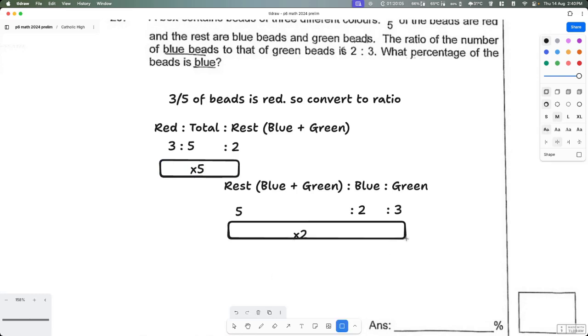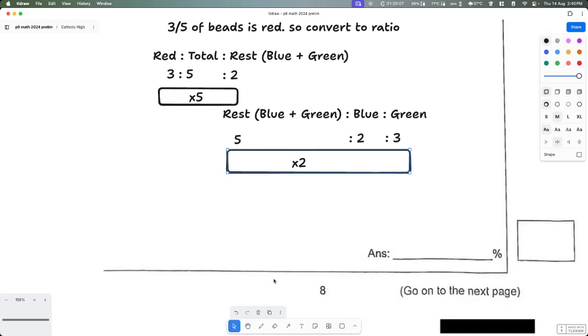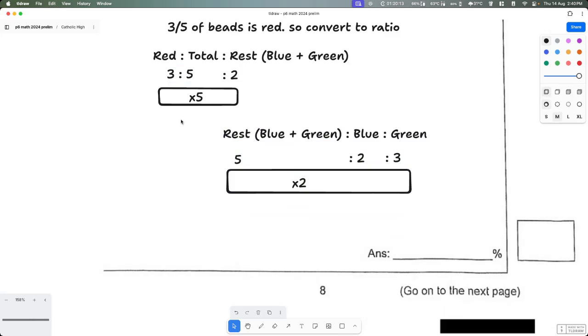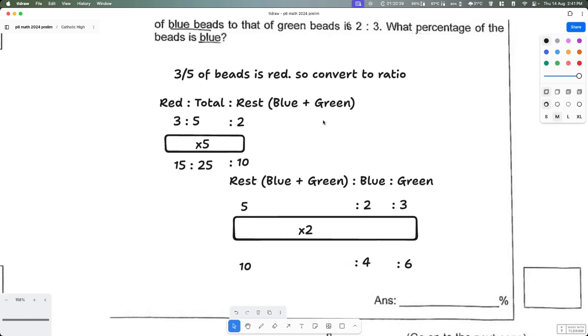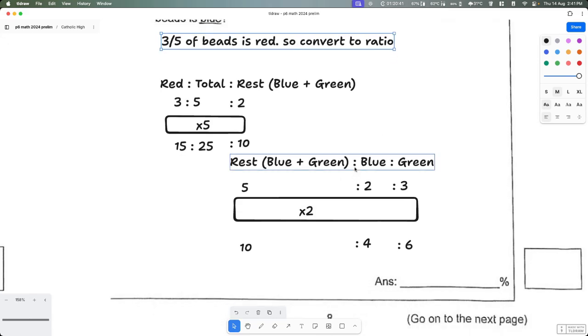In this case over here, right? Okay. So that means for this, the rest, we will have 3 will be 15. Total will be 25. And then this will be 10. Okay. The rest will then be 10, right? And this blue will be is to 4, and this will then become 6. Okay, so we basically, okay, something like this, right?